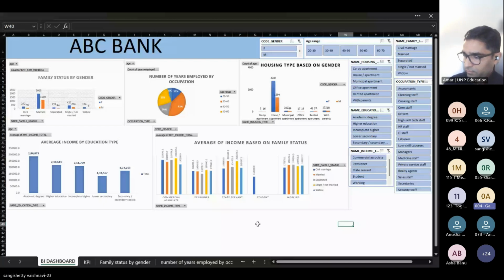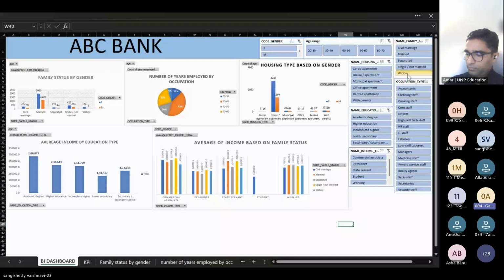So the data that is given is about the customers who want to apply for the loan. First, in the given data, we created a pivot table and then we created 4 columns, that is age, age range, years employed and years employed range. And after creating those columns, we assumed 5 KPIs from the data.